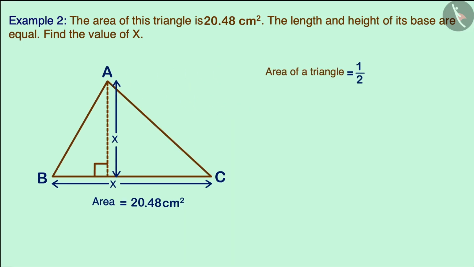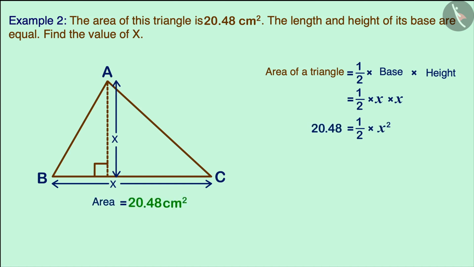The formula for the area of a triangle is half into base into height. The base of this triangle is x, and its height is also given to us here, that is x. Its area will be half into x raised to 2. The area of the triangle is given as 20.48 square centimeters. We can write it this way. Solving this equation further, we will get the square of x equals 40.96.